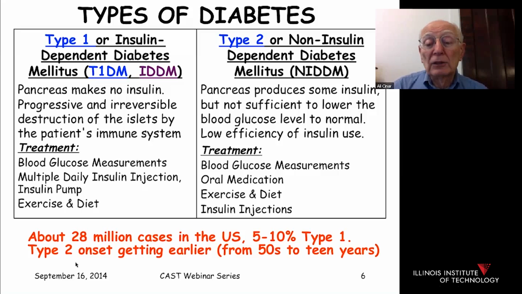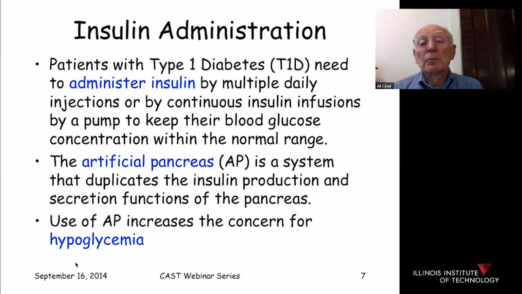And the challenge for all of us is that type 2, which used to be a disease diagnosed when people are in their 50s, is now creeping down to the teen years. So there's a much larger percentage of people who have type 2 diabetes at younger ages right now. The insulin administration can be done in one of several ways. The most prevalent one is multiple daily injections.